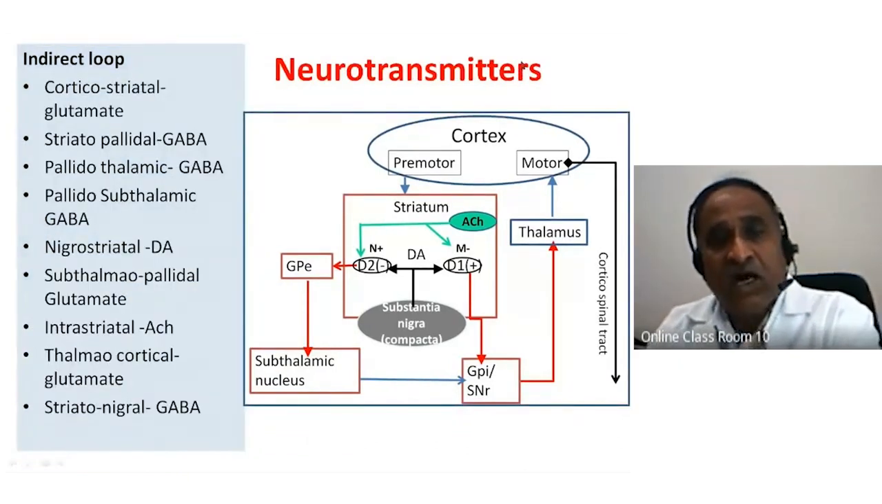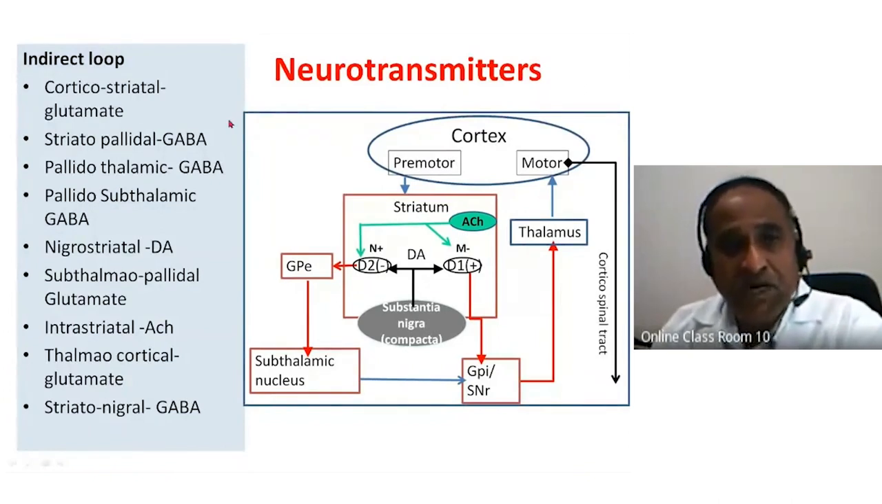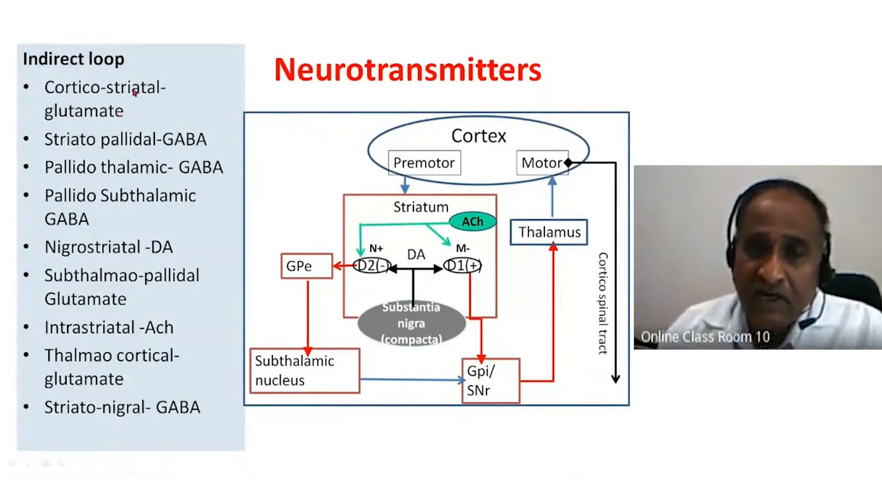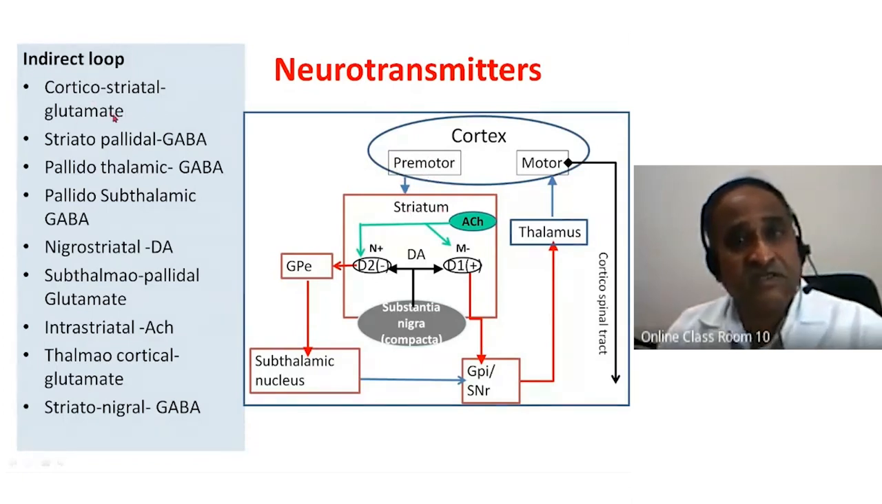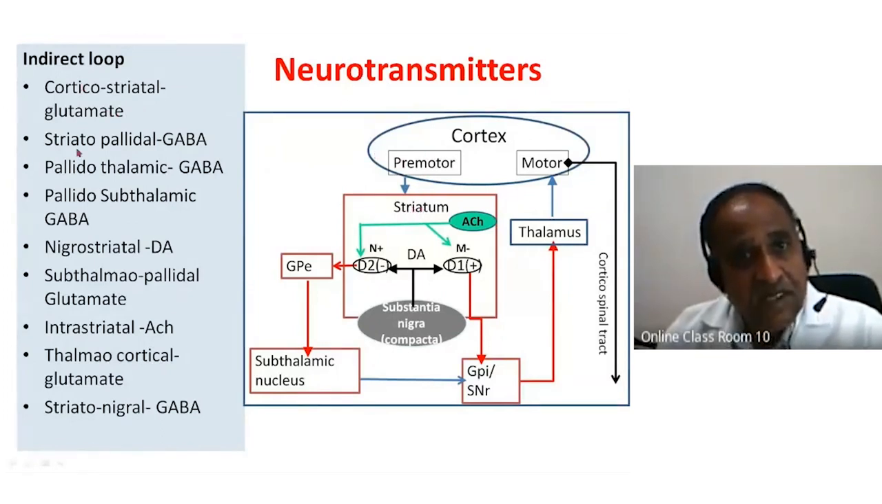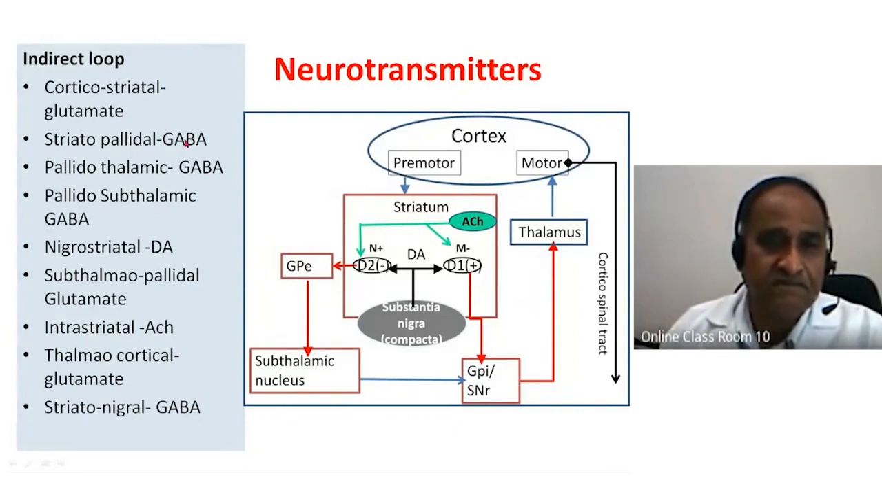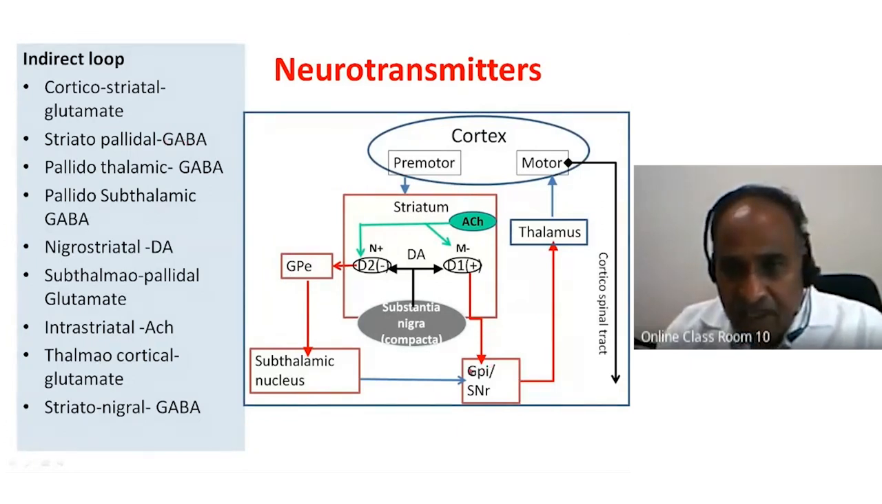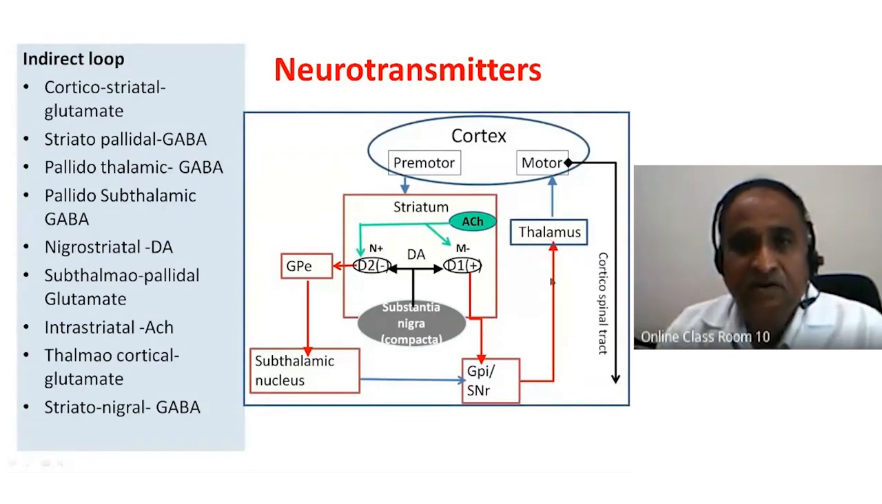Now, here I will just mention about various pathways. Corticostriatal pathway, cortex to the striatum, this pathway is glutamatergic. I'm talking about a neurotransmitter, the corticostriatal glutamatergic. Striatopallidal, striatum, this box, to the pallidum, this red arrow here and red arrow here, this is GABAergic. Pallidothalamic is inhibitory, that is GABAergic.